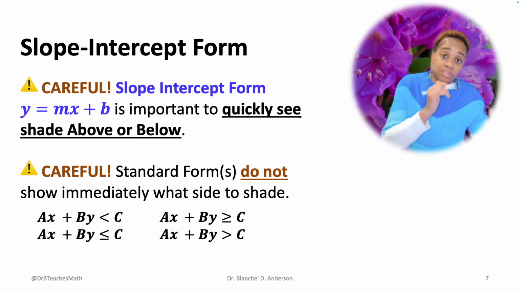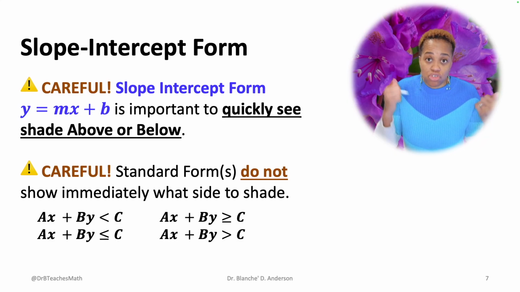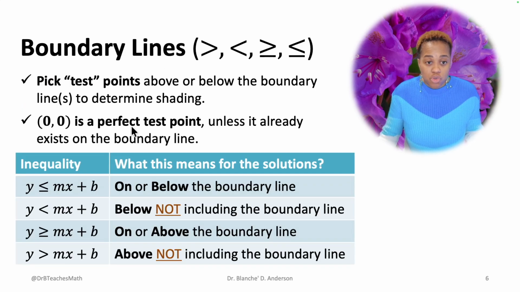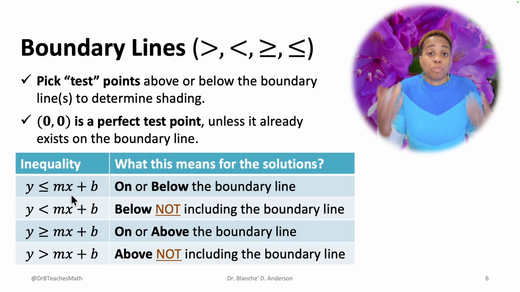Now, careful. I just said this. You want to make sure you put it in slope-intercept form. If you put it in slope-intercept form, you can rely on this chart immediately. If you leave it in standard form, it's going to be a little hard to determine which side to shade on. You can still pick test points.